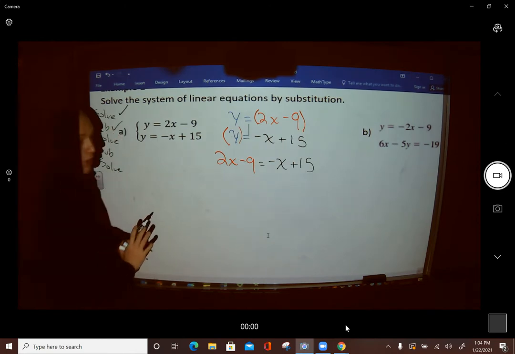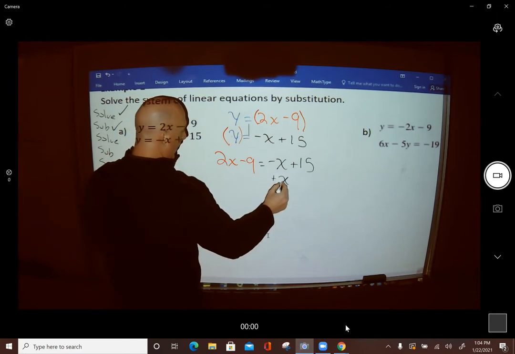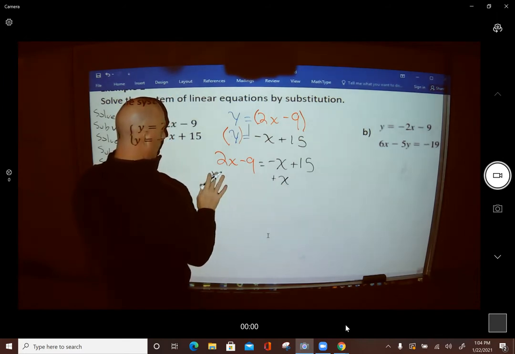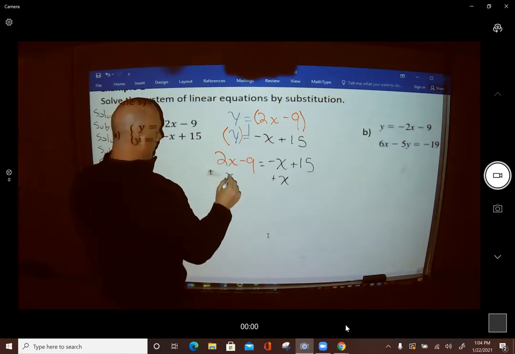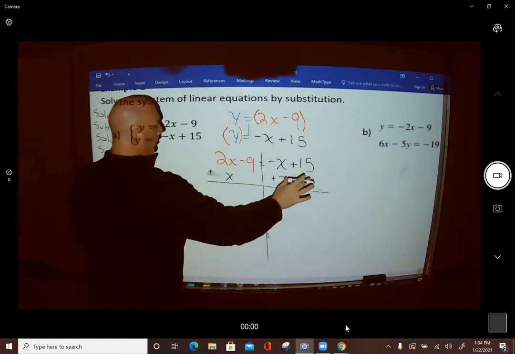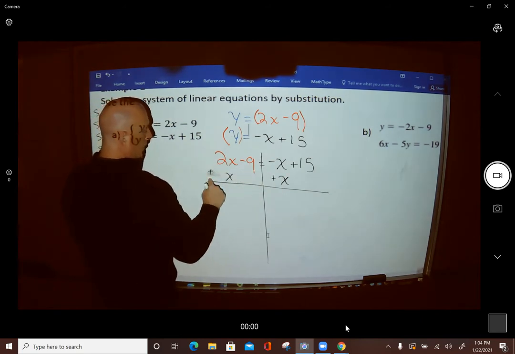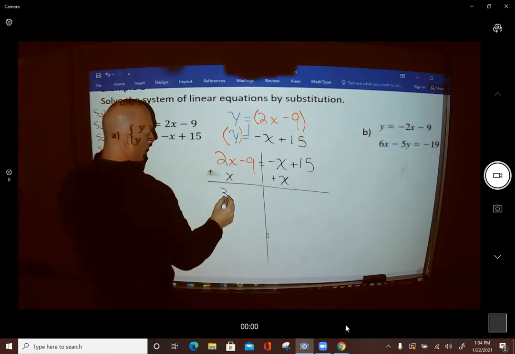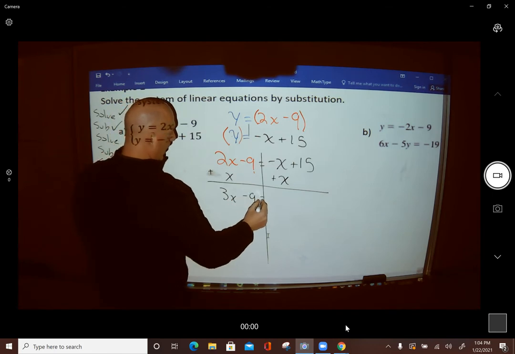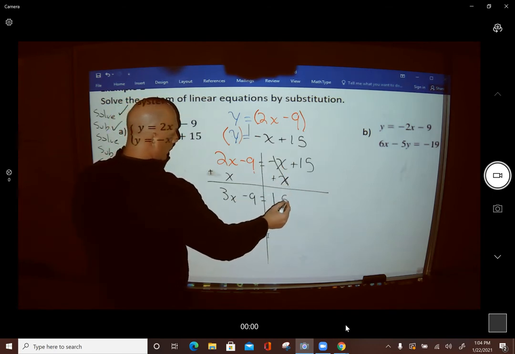Now I'm just going to solve. So I need to get my x's on one side, add x to both sides, draw my line. Now make sure yours looks just like mine. Work from left to right. 2x minus 9 plus x, the x's combine, 3x minus 9 equals, those cancel, which is what I wanted. Now I'm at 15.